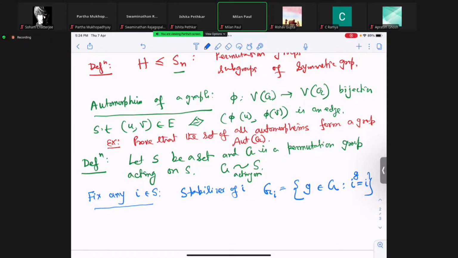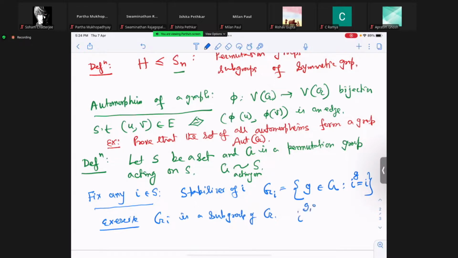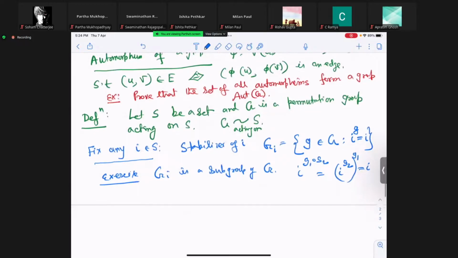Again, a very simple exercise: G_i is a subgroup of G, just because of the composition. If g1 and g2 both fix i, then applying g2 and then g1 also fixes i. Because both are fixing i, their composition also fixes i.